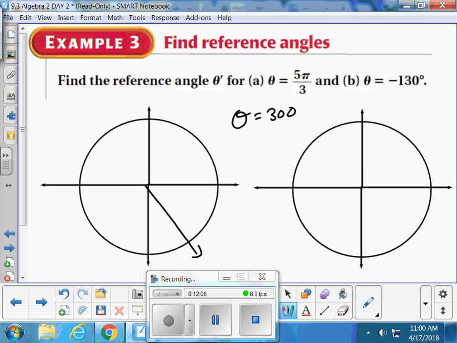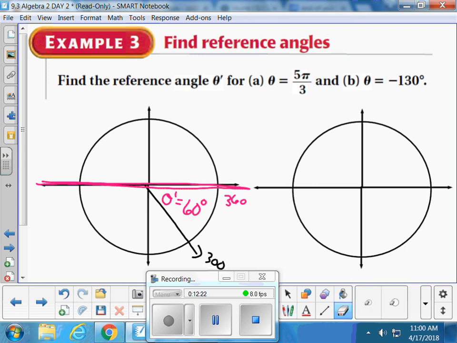Everyone agrees? We want to find theta prime, which is the angle that the terminal side makes with the x-axis. So if this is 360, how big is theta prime? Make sense? Now, since they started you in radians, you probably want to give your answer in radians. The easiest way to do that is look at the unit circle at 60 and just look at its radian equivalent. Yep. Okay.